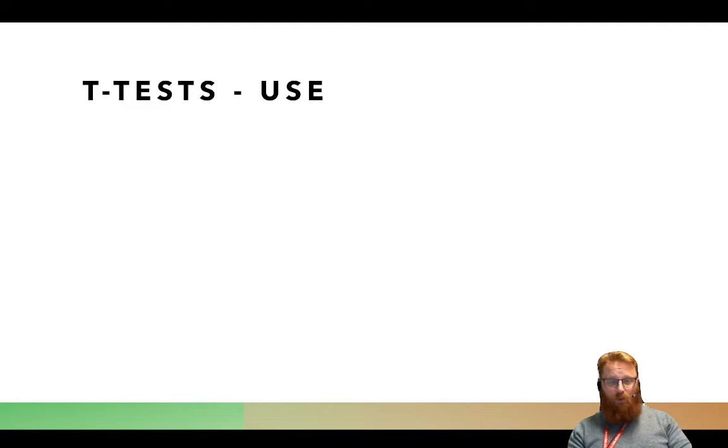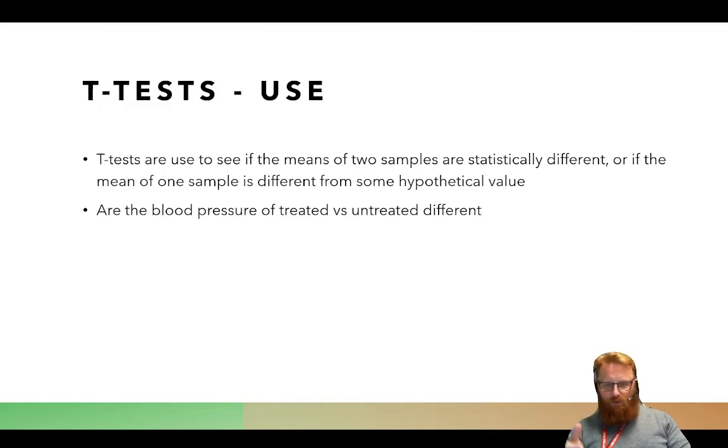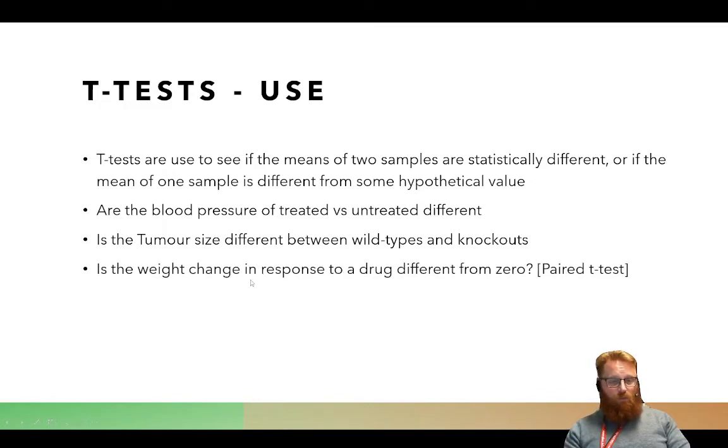T-tests are great, right? I love t-tests. I always say, if you can make your experiment give you a result that you can use a t-test to understand, you're doing well. They're just there to see if the means of two samples are statistically different, or as I said in a one sample t-test, if one sample mean is statistically different from a hypothetical value. So, is blood pressure different between a treated and an untreated group? Is tumor size different between a wild type and a knockout? Or you might say, is weight change in response to a drug different from zero?